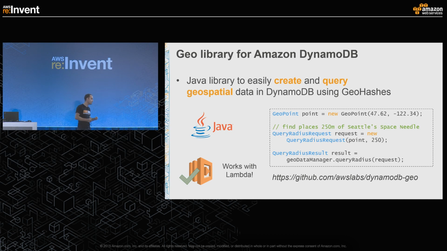By the way, if you want to know where to get that, we got a GitHub subpage called AWS Labs. A lot of the code that we produce, you can find it there. This one is under DynamoDB-Geo.